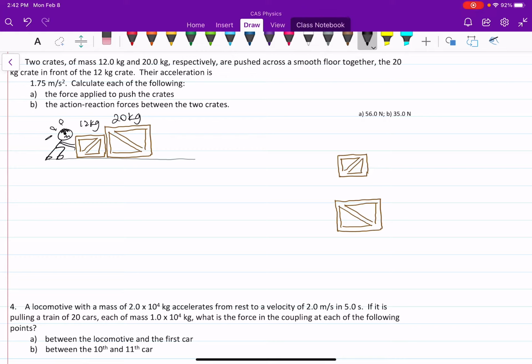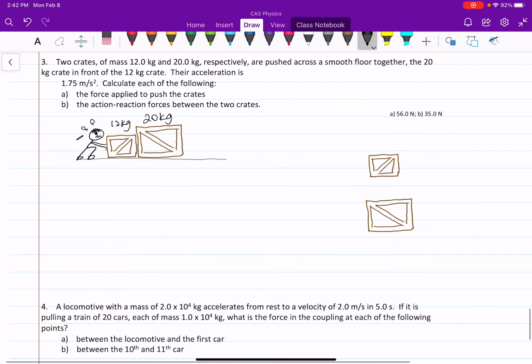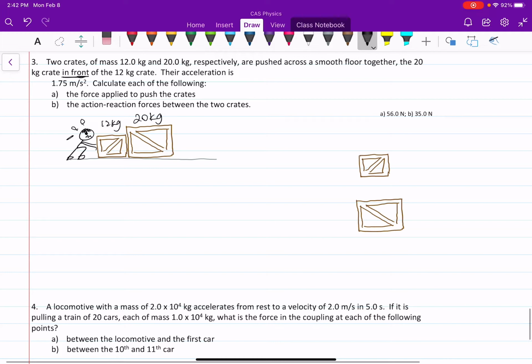Are pushed across a smooth floor. It says the 20 kilogram crate in front of the 12 kilogram crate. So this is what I meant when I drew the picture. So that's the way it looks. Now the question is asking what's the applied force. The other thing that it tells you is that the acceleration is equal to 1.75 meters per second squared, and it's pushing in that direction.